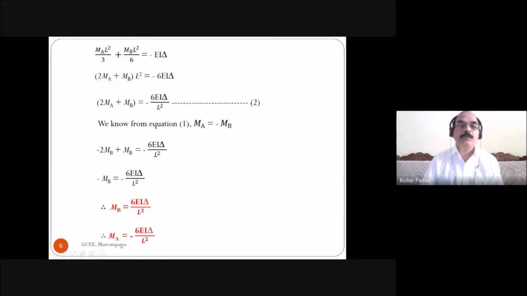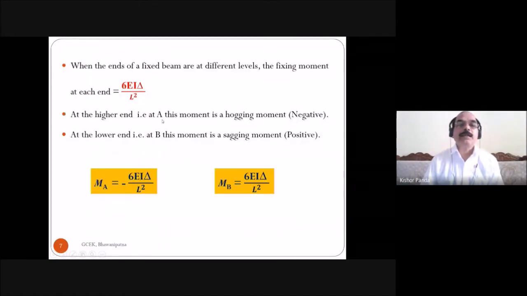Already you got here, MA is equal to minus 6EI delta by L square and MB is equal to 6EI delta by L square. So at the higher end, that is at A, this moment is hogging moment, negative. At the lower end, that is at B, this moment is sagging moment, this is positive. So the moment at A is equal to minus 6EI delta by L square and moment at B is equal to 6EI delta by L square. So this is the fixing moment at the supports A and B that is produced due to the sinking of support B by delta amount.